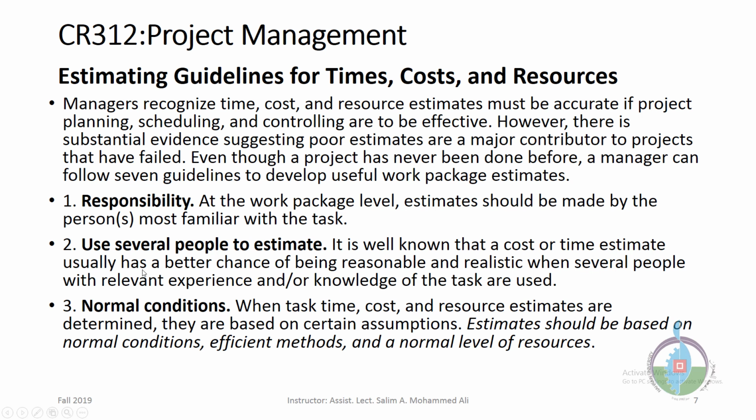The second guideline is to use several people to estimate. You may ask several people to estimate the cost or time for such a task and take the average of their numbers, which is better. Instead of using one person to do the estimates, you may ask several persons to do the estimate and take the average among them.